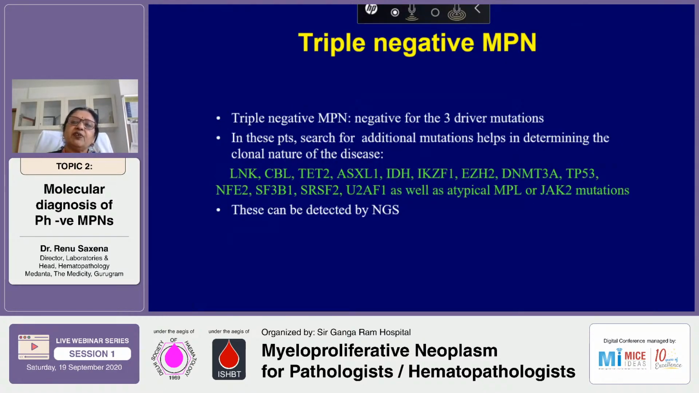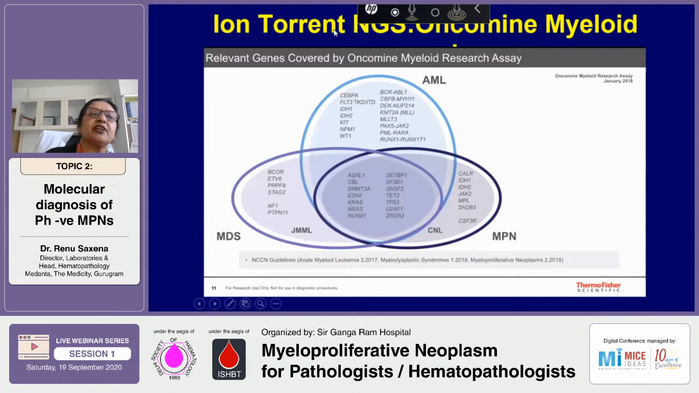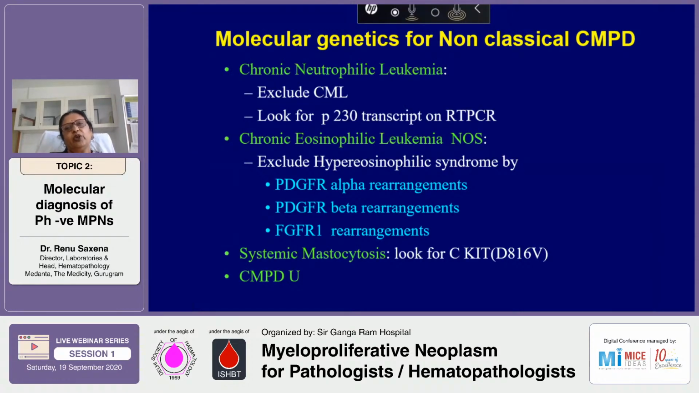Coming to triple negative MPNs, these patients, you need to look for additional mutations. This is the whole list of mutations that you can look at, which give an idea of clonality. And these, in today's date, we can do by NGS. So at Medanta, we have Ion Torrent NGS system, and there we are going to be starting it next week. We plan to use the Oncomine panel, and therefore we need to be looking at all these mutations. If you find them present, that is an indication of clonality. Now, coming on to the molecular genetics of non-classical CMPDs.